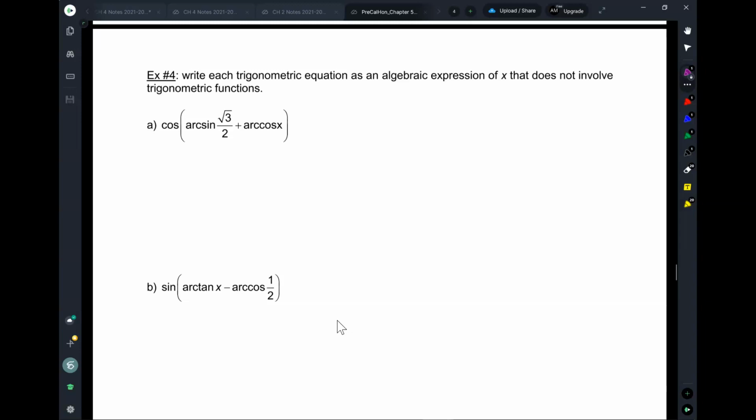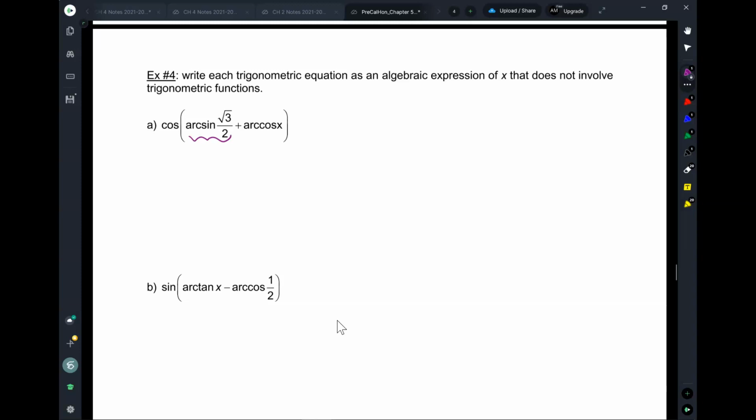You have cosine of something plus something else. So this is already a sum and difference identity. What you want to do first is go inside the parentheses and see if you can simplify any of the terms. So here we have arc sine of root 3 over 2. What's arc sine of root 3 over 2? Pi over 3. So the angle which gives you root 3 over 2 for the sine.